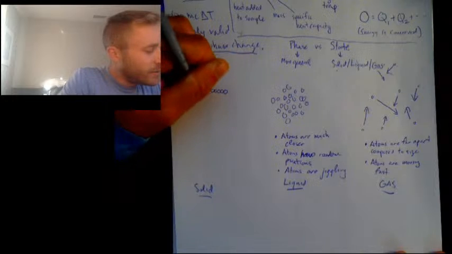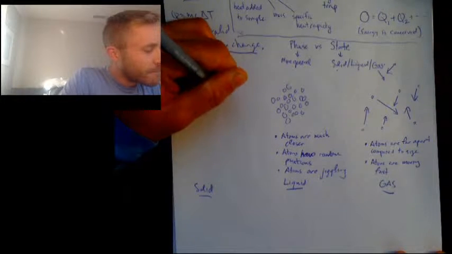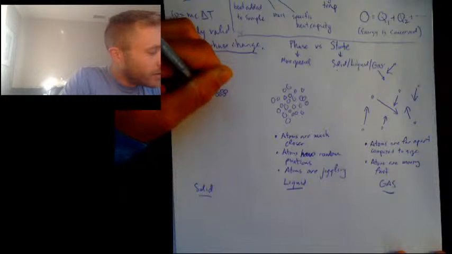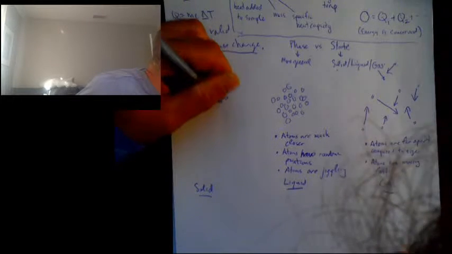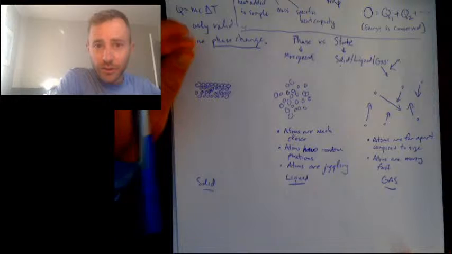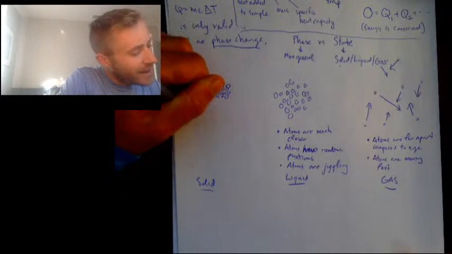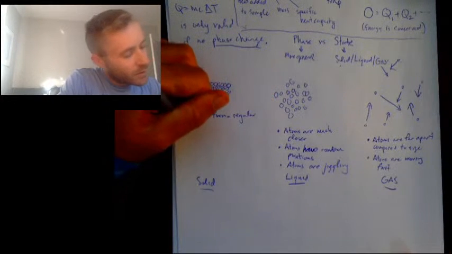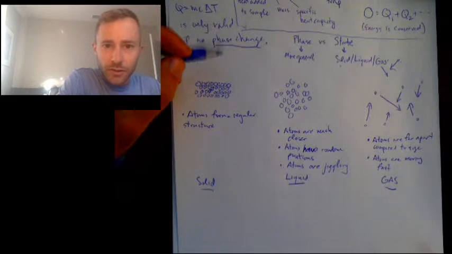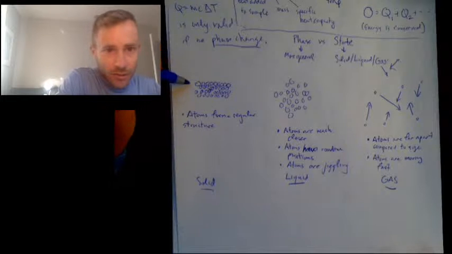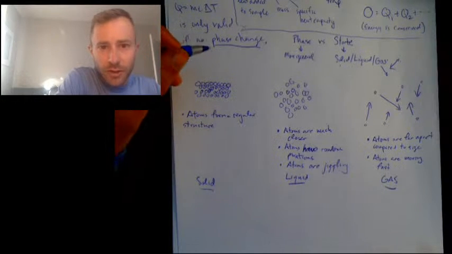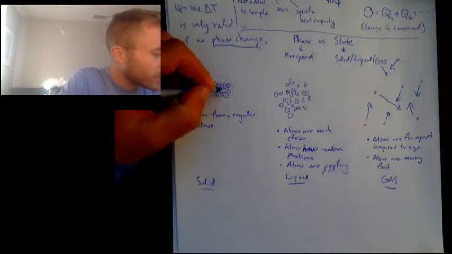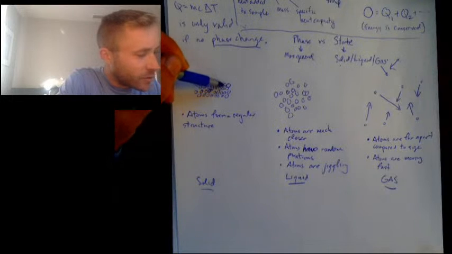But the defining feature of a solid is that the atoms form a regular structure. In this case, I've drawn it as arranged in rows. This is actually called the hexagonal close packed crystal structure, because you can see that every atom has 6 around it.